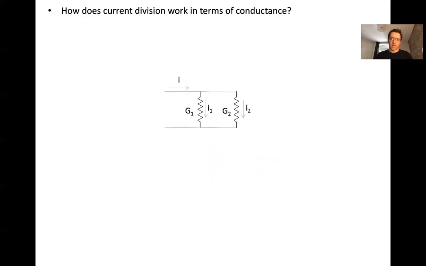Okay. This slide is not as important, but I will go through it, and I'm just going to footnote it because we don't often do this in this course, but it is technically part of the material. How does current division work in terms of conductance? Same idea, you have a current I that's split up into I1 and I2, and we label the resistors with their conductances now.